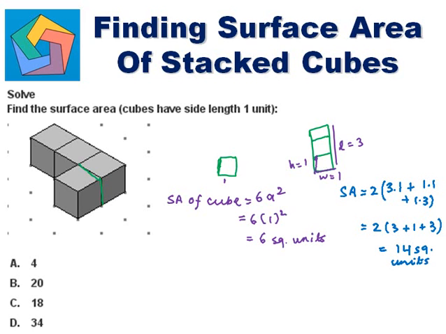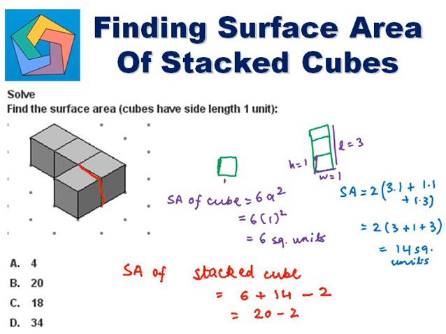So the surface area of the stacked cube will be given as 6 plus 14, and minus we have to do 2 surfaces when we join this. So 20 minus 2, that's 18 square units, which is the answer in the C part. We can highlight it.